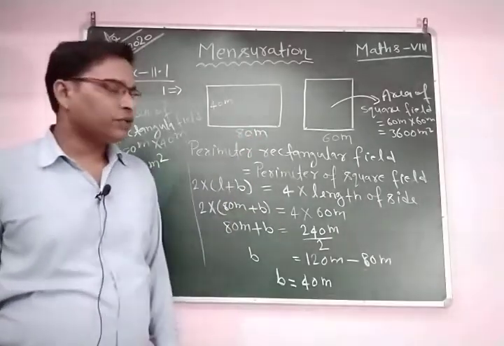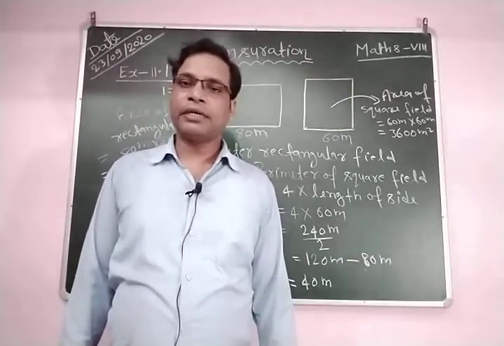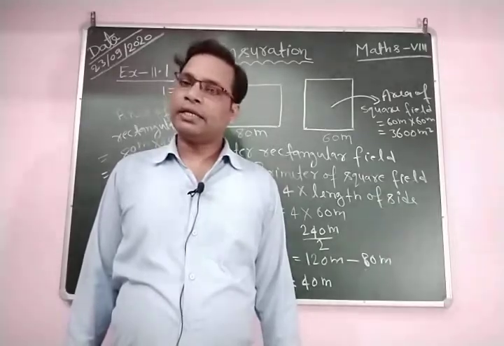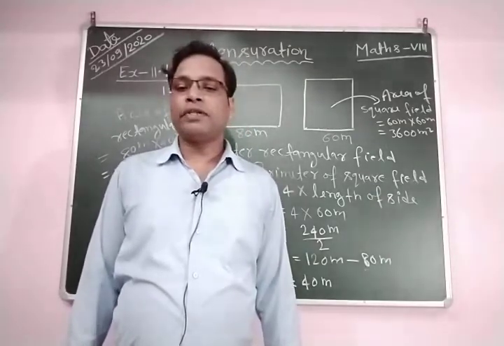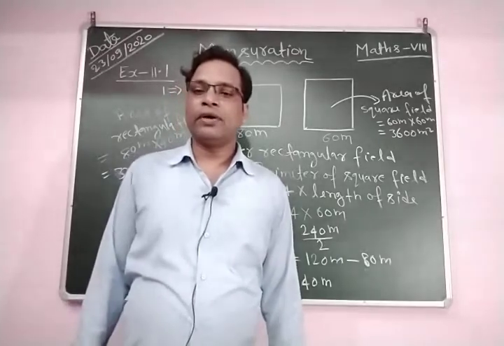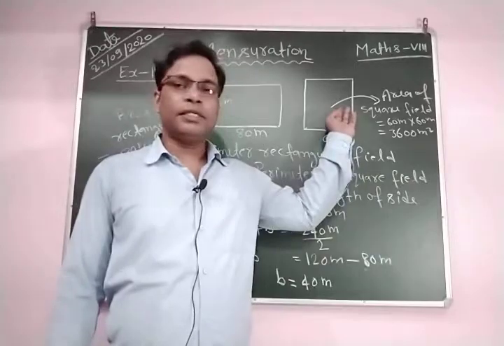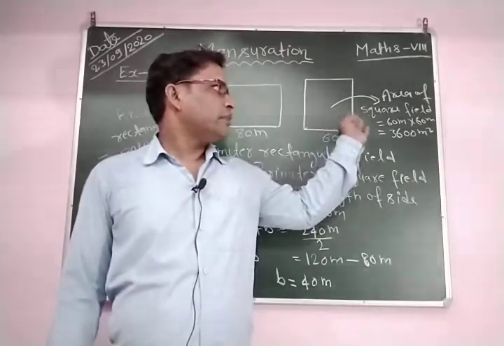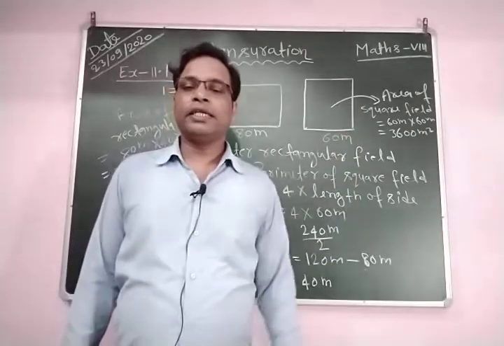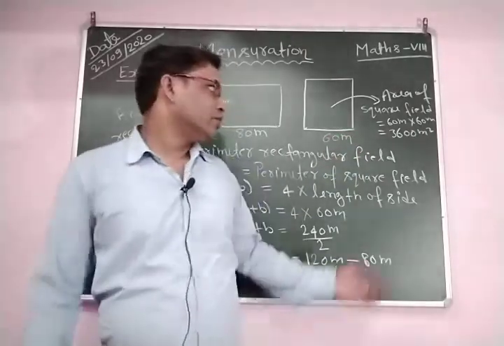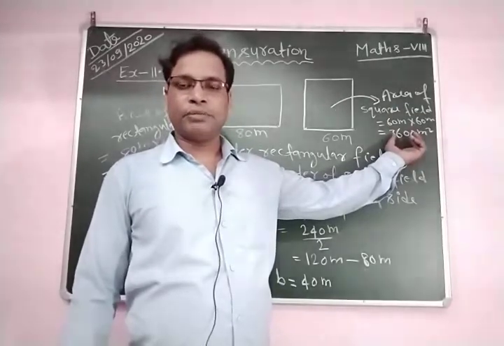Okay, so we need to find, and one condition is given here, the perimeter of both fields is equal. We need to find which field has the greater area, or you can say larger area. Here we find the area of the square field very easily, because the side is given, and we know that the area of a square is side into side. So in this way you can find the area of the square field is 3600 meters.